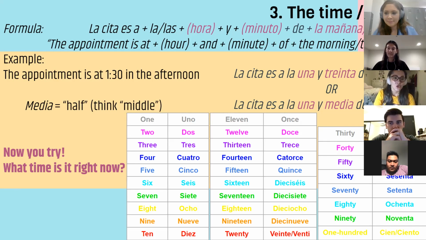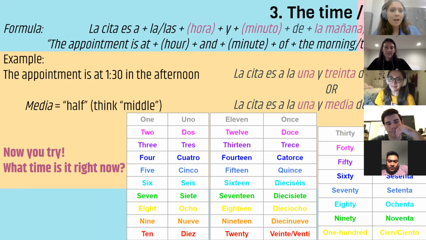Quick question. I was just wondering why it's una and not uno. So that's just an exception. The main reason is because hour is feminine. So it's like an exception. For example, la hora, so una hora.